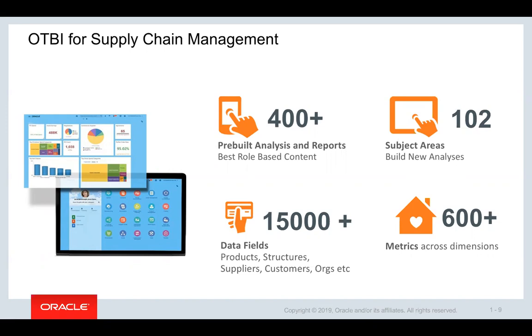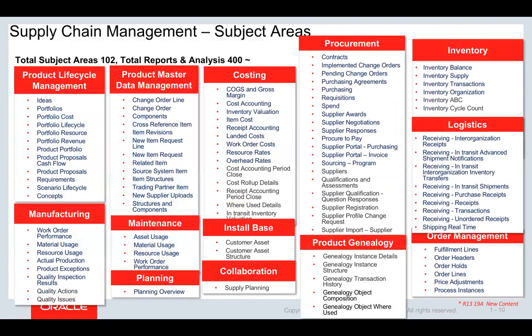And it has pre-built 600 plus metrics which could be used to create analysis. This is just a snapshot of different subject areas which are available across different functions. And when you look at the coverage across supply chain, you should have everything you need for the most part. And we continue to invest in adding new subject areas and data attributes to content you see out here.